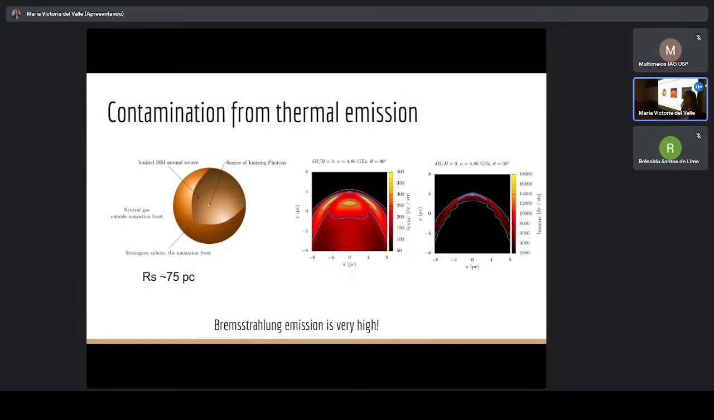When you were talking about X-rays and gamma rays, you mentioned that they are really important to constrain. Could you talk a little about how it works?